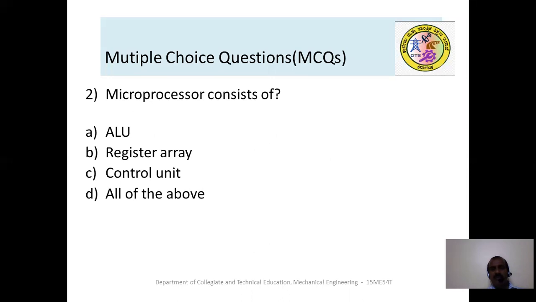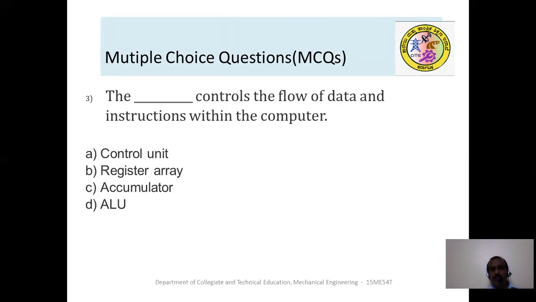A microprocessor consists of ALU, register array, control unit, all of the above. The answer is D, all of the above. The dash controls the flow of data and instructions within the computer: control unit, register array, accumulator, ALU. The answer is A, control unit.